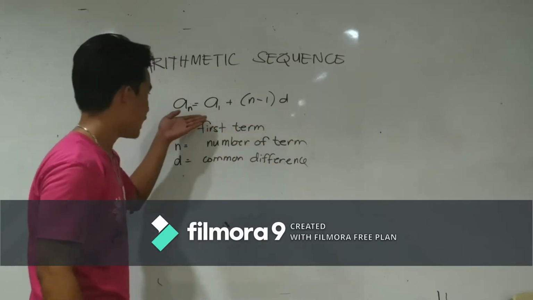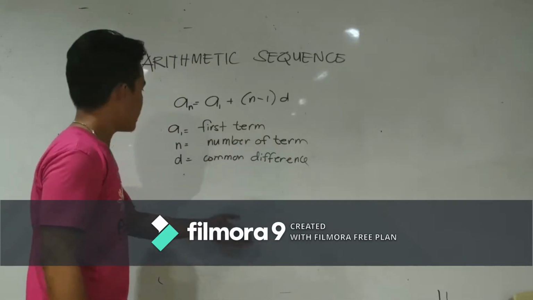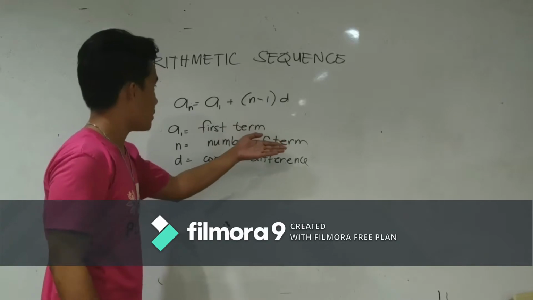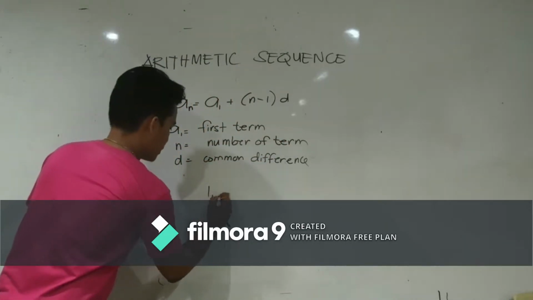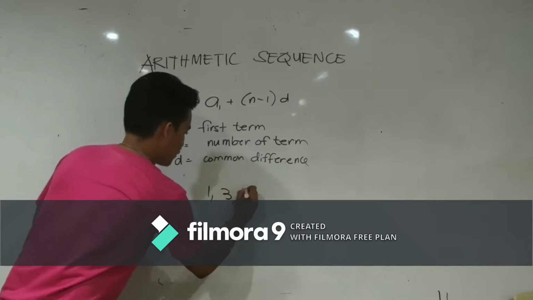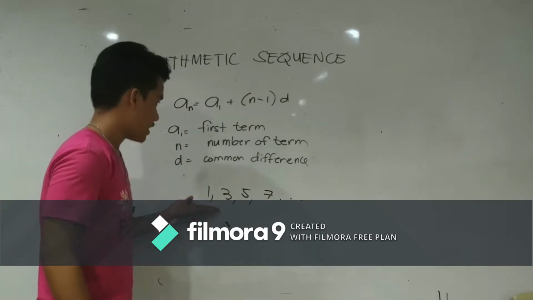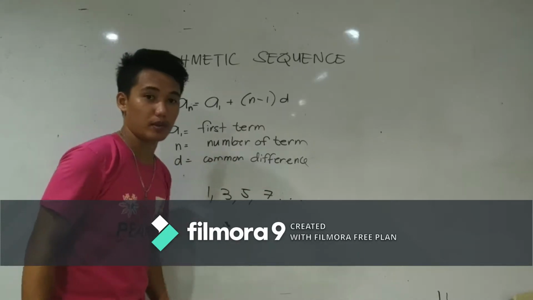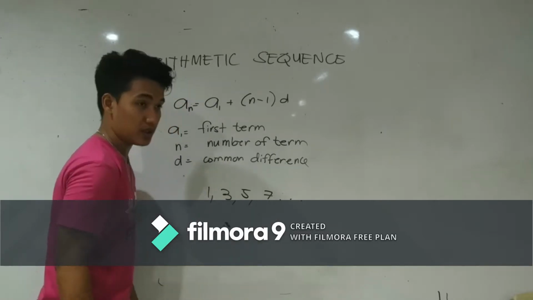Here, a sub n is the nth term, then a sub 1 is the first term. For example, we have an arithmetic sequence of 1, 3, 5, 7, and so on and so forth. So the first term is a sub 1. Then d is the common difference, the difference of any two consecutive numbers in the sequence.